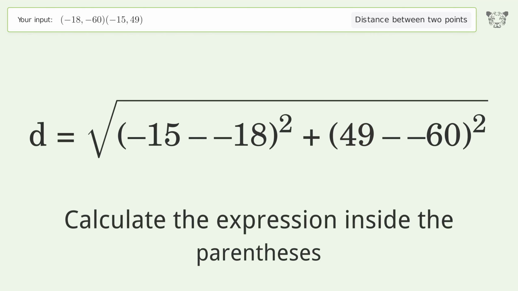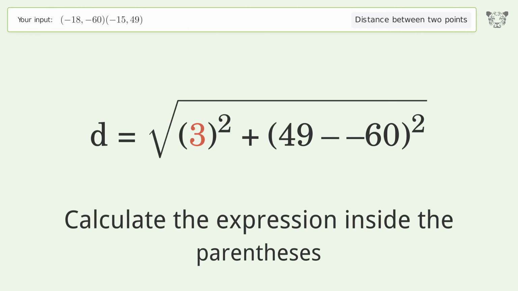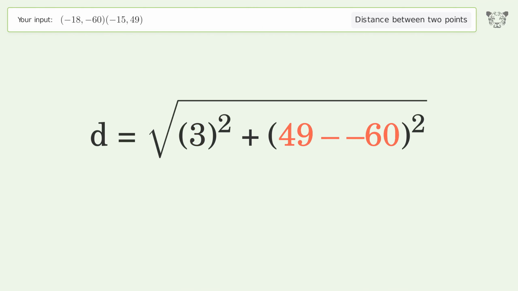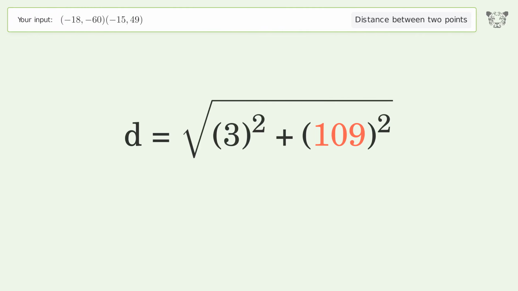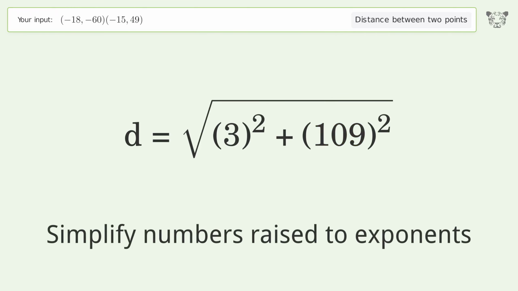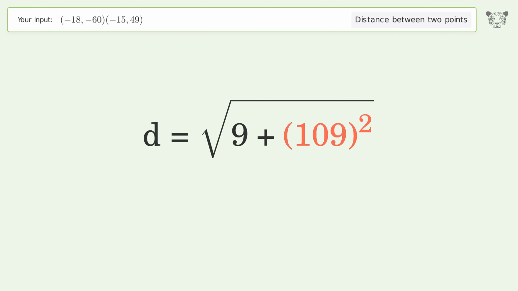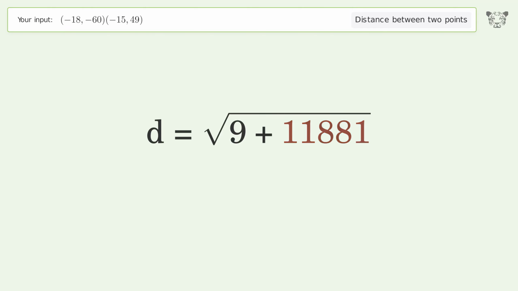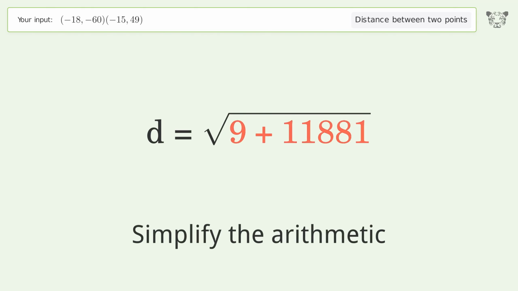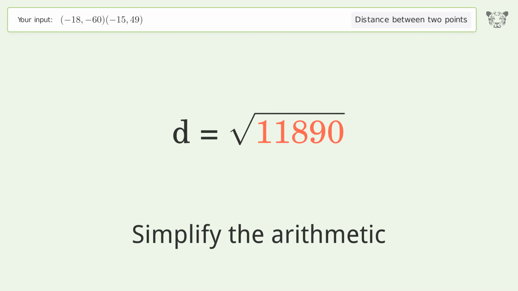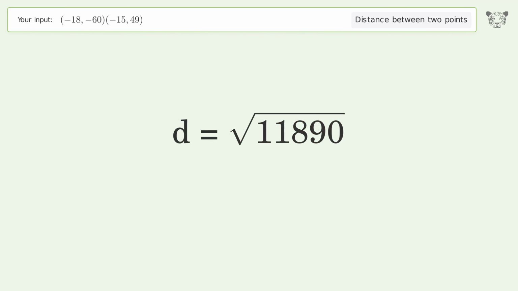Calculate the expression inside the parentheses. Simplify numbers raised to exponents. Simplify the arithmetic. And so the distance between the 2 points is the square root of 11,890 or 109.041.